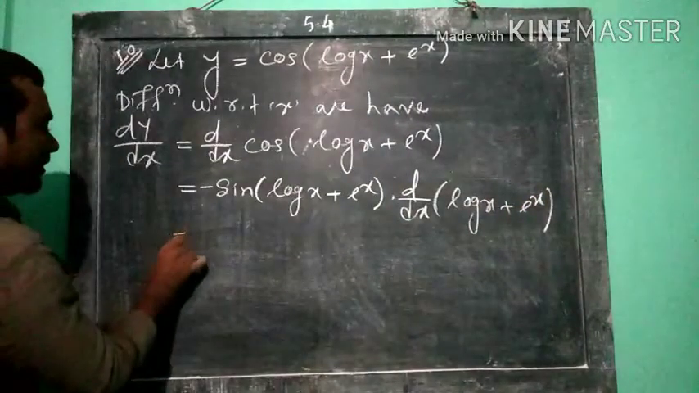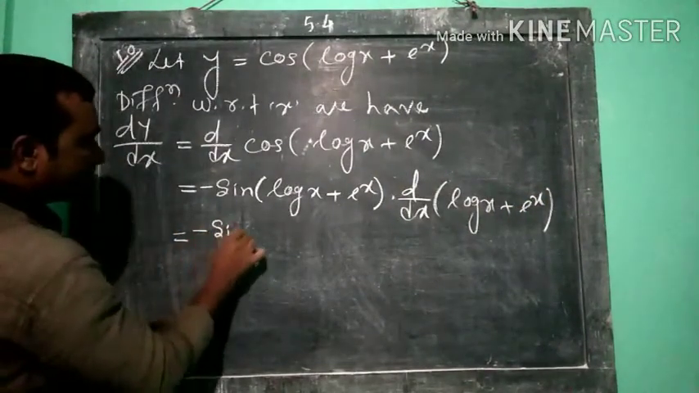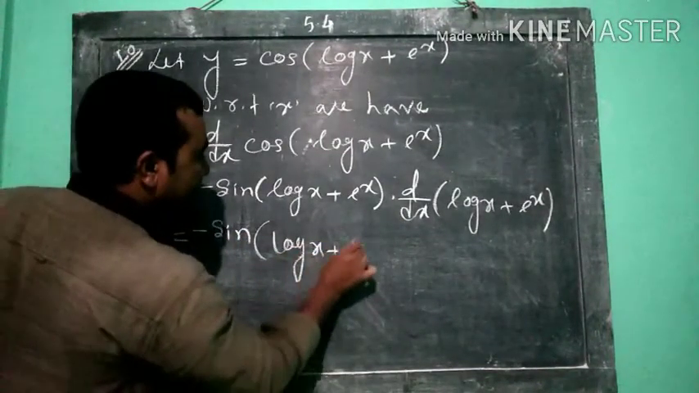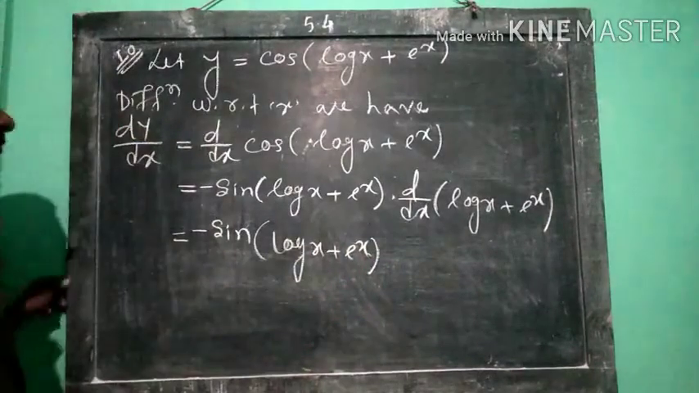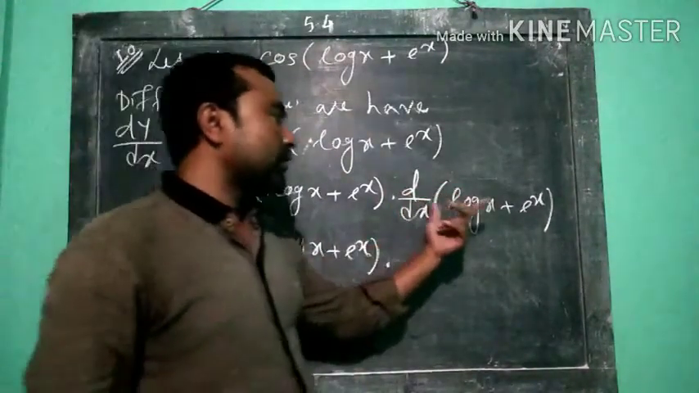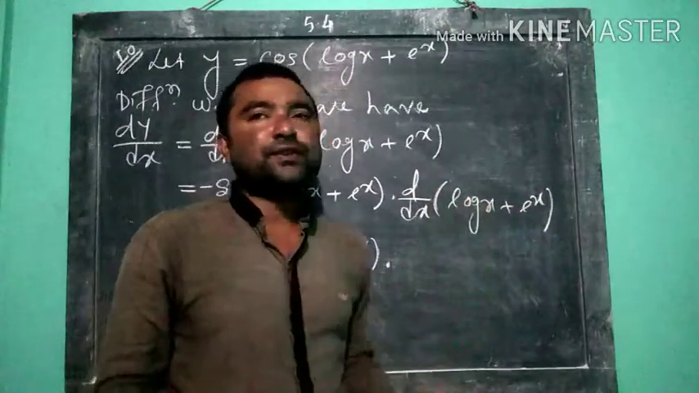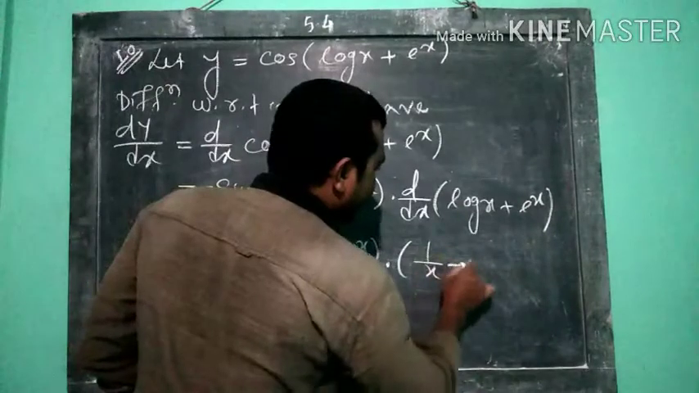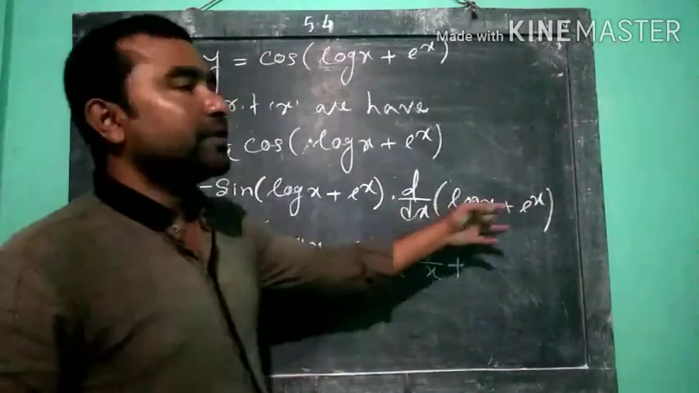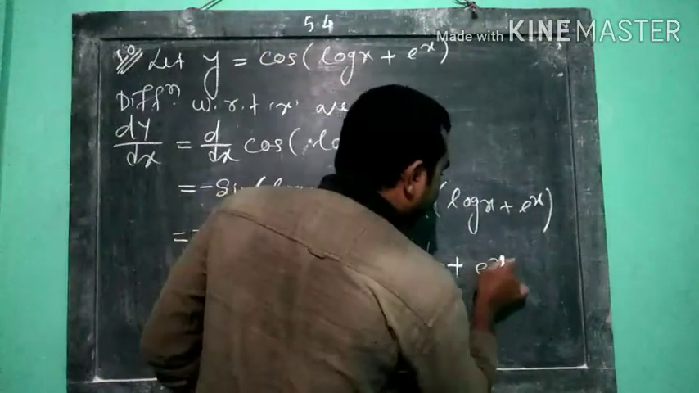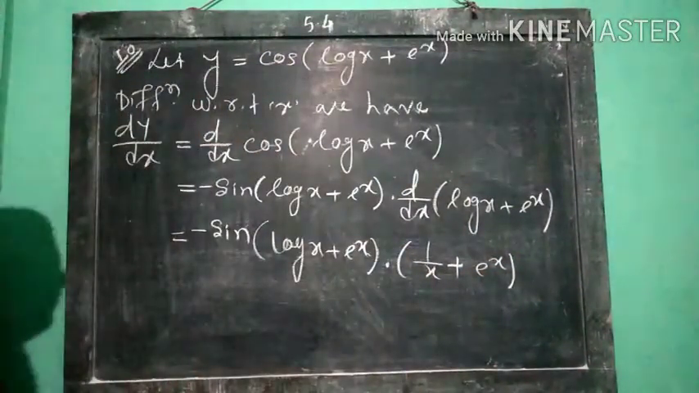So this is equal to minus sin of log x plus e to the power x into, if we differentiate, we know the formula: d/dx of log x is 1 by x, plus d/dx of e to the power x, which is e to the power x. So it is a very simple problem.